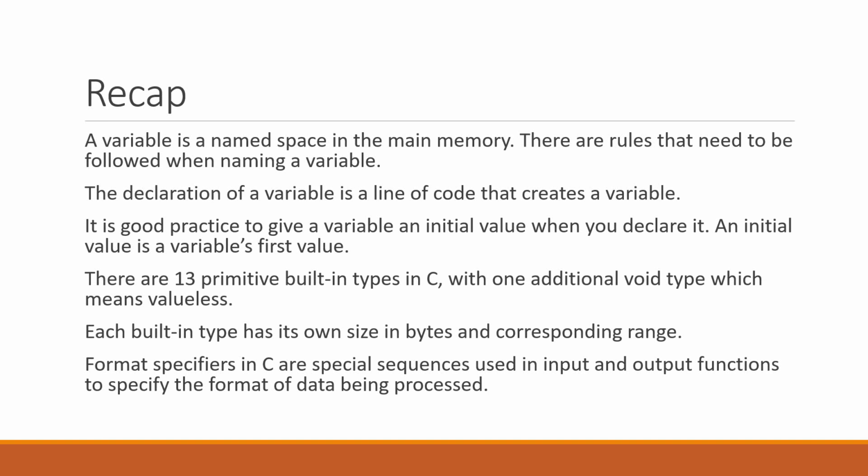There are 13 primitive built-in types in C, with one additional void type which means valueless. Lastly, each built-in type has its own size in bytes and corresponding range. Format specifiers in C are special sequences used in input and output functions to specify the format of data being processed.